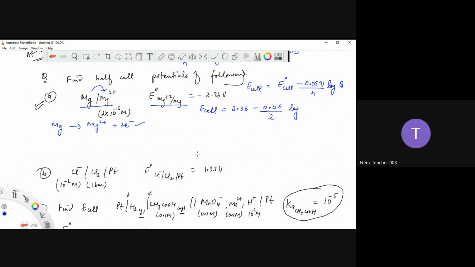Then what will the log Q value be? You have just this as an ion. This will be solid, and solids we are not going to include. We are going to include Mg2 plus.